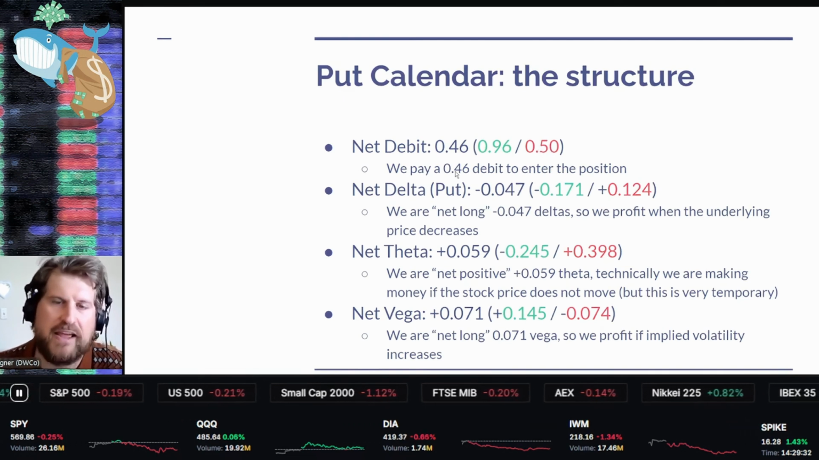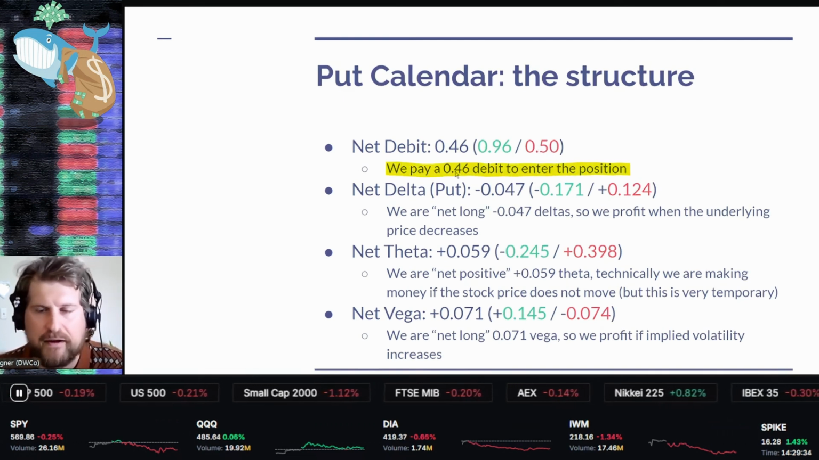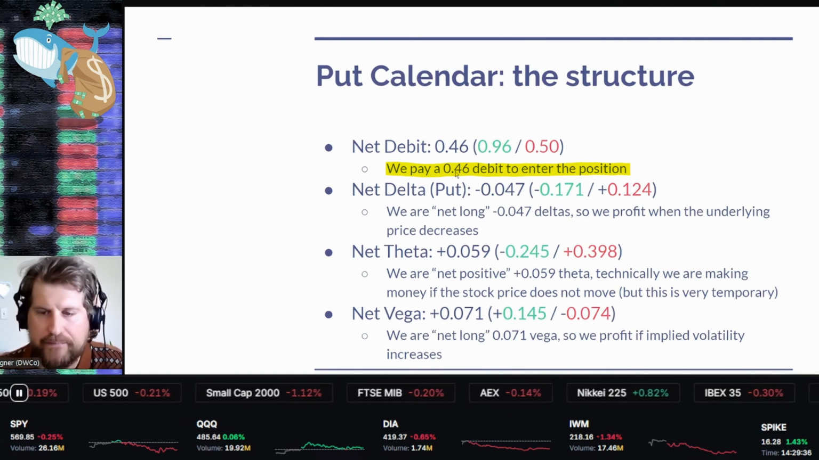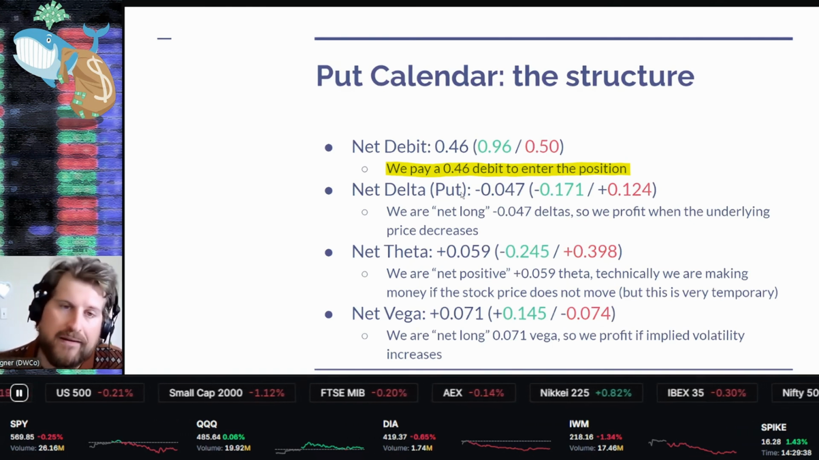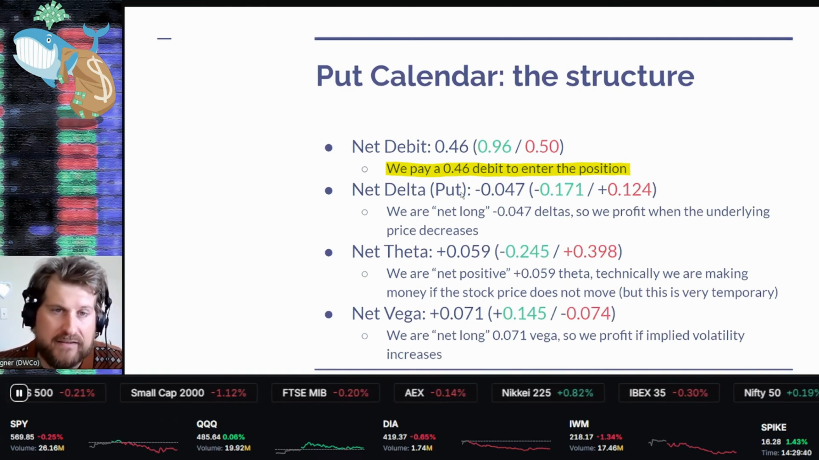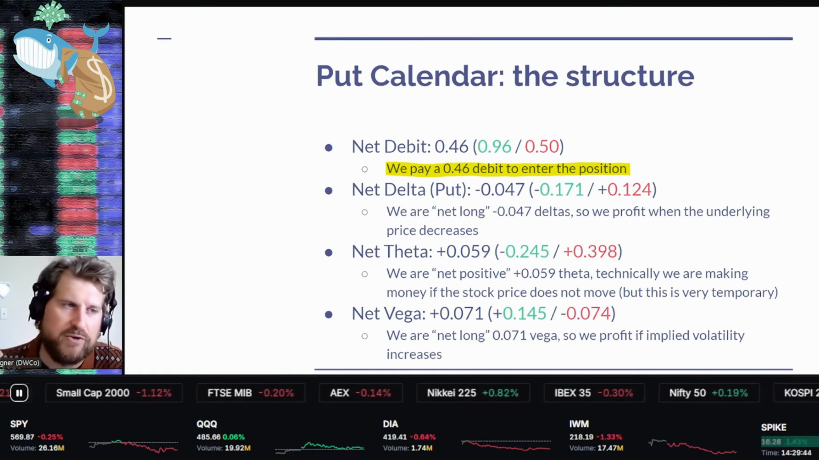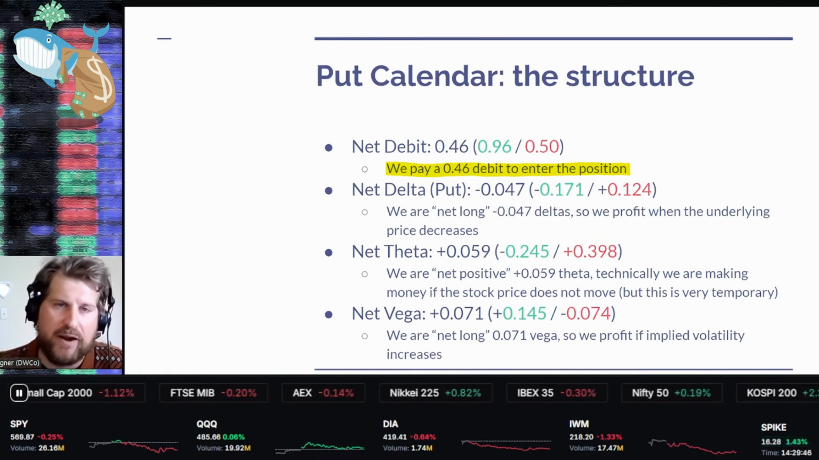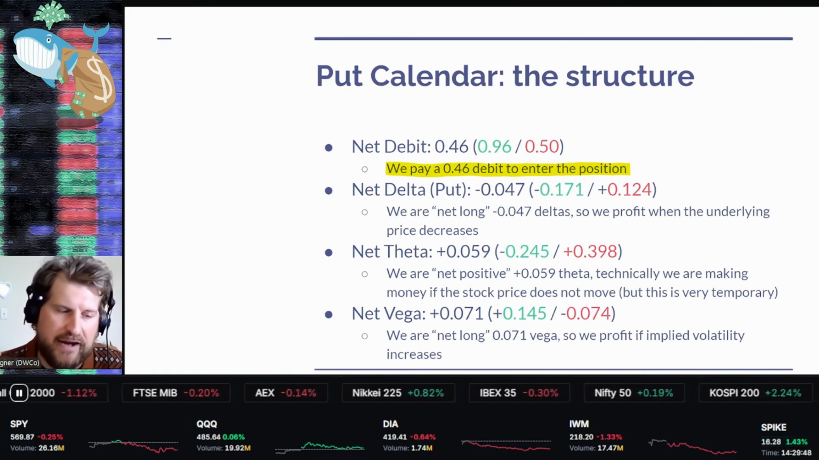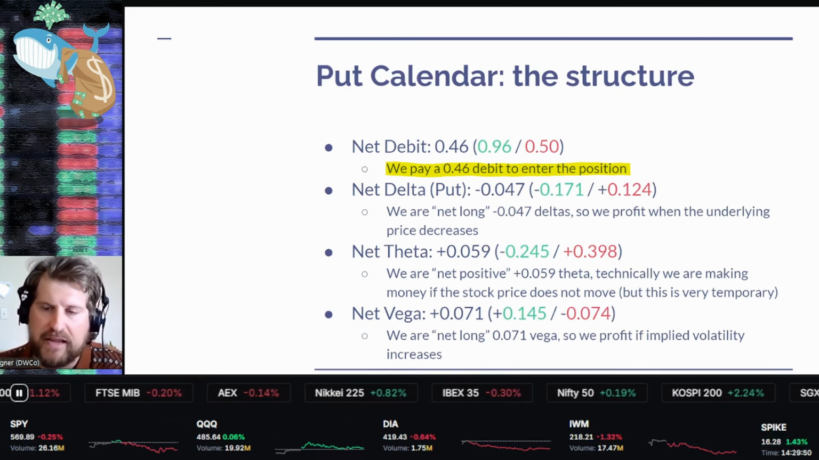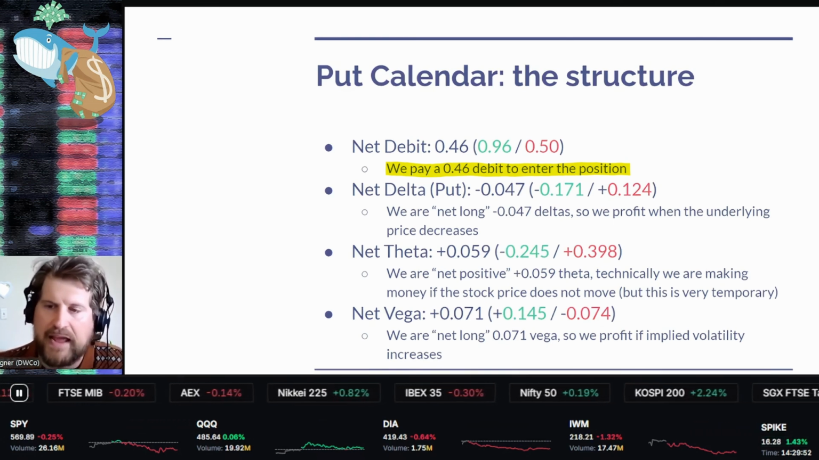And so you would say, you paid a debit of 46 cents to get the trade on. Now, net delta is negative, and that makes sense because we're using puts and we're out of the money, right? We're using this to speculate on a downward direction in QQQ.